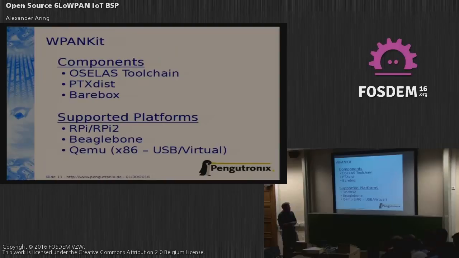We support these platforms for the VPN kit: the Raspberry Pi 1, the Raspberry Pi 2 and the BeagleBone. And for QEMU, we have some x86 emulation, and I personally use it only for USB, because fighting with USB on the mainline stage with the Raspberry Pi is very difficult. Sometimes it works, sometimes it doesn't work.